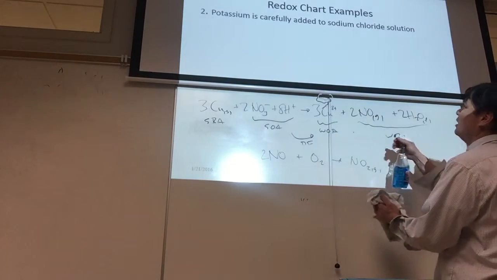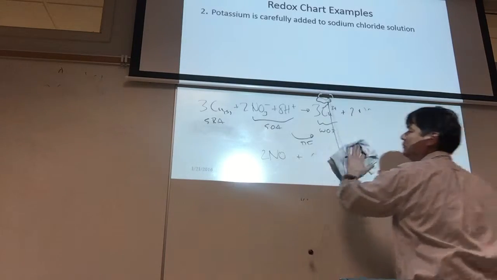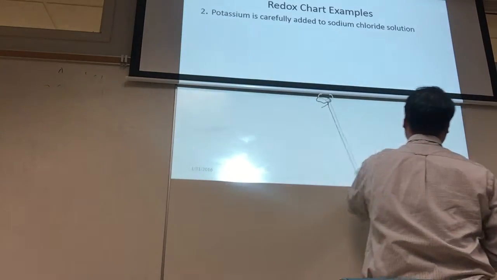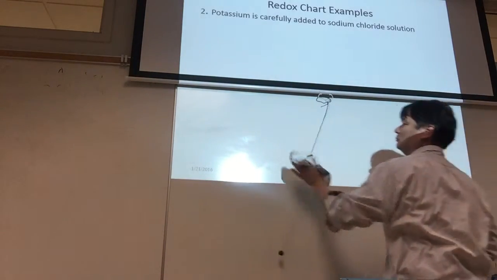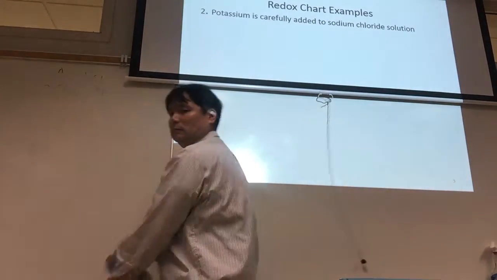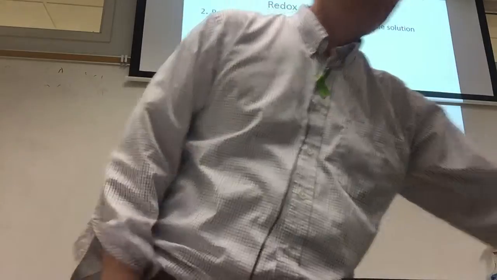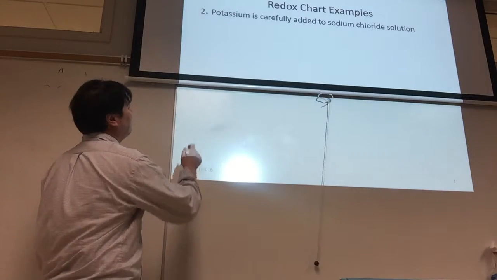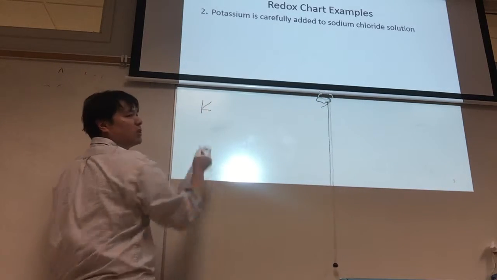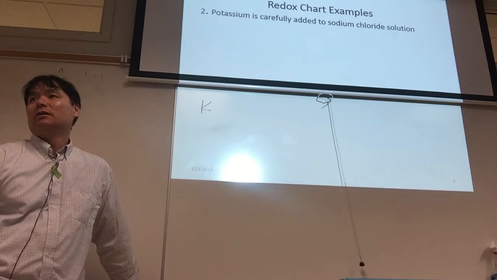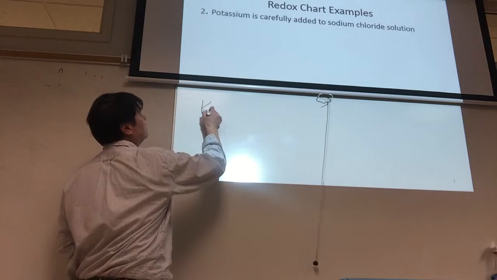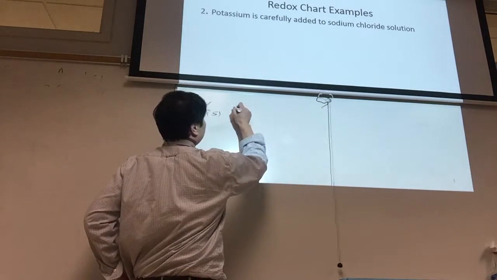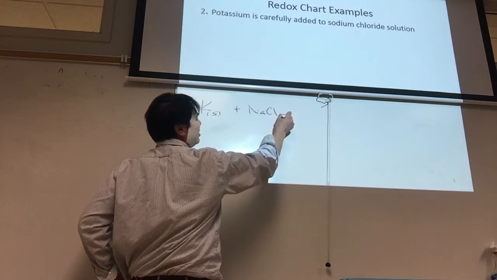Let's do some more examples of the chart method. Potassium is carefully added to sodium chloride. Is potassium, what is that? Solid, liquid, or gas? Solid. Potassium metal. Sodium chloride solution, NaCl, aq.